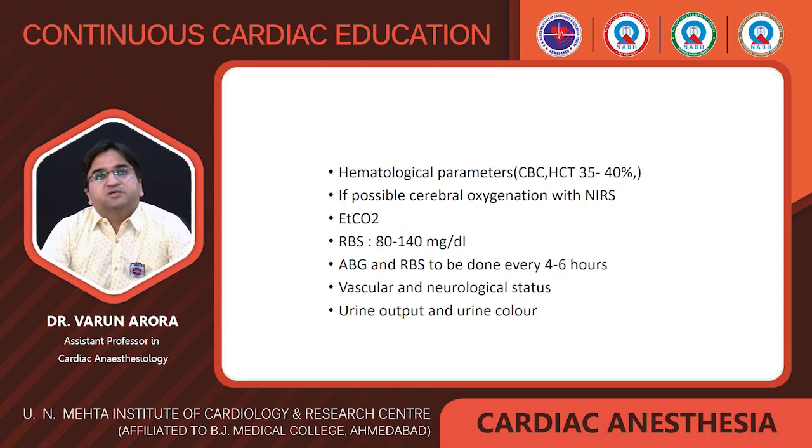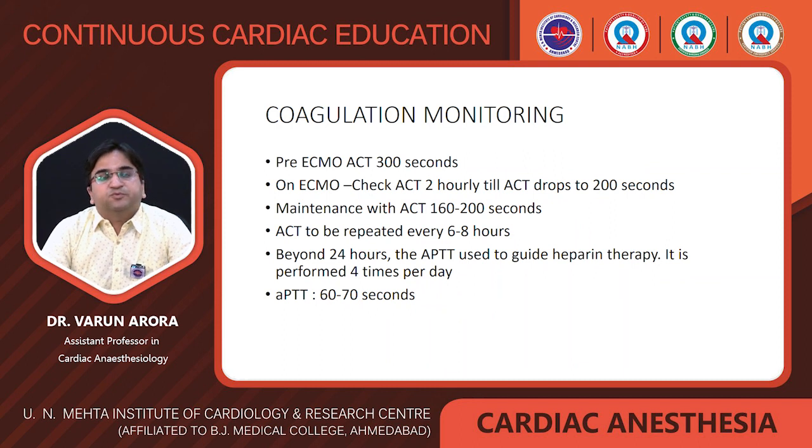And hematological parameters like complete blood count, hematocrit in the range of 35 to 40%. If possible, use of NIRS, then monitoring of end-tidal CO2, maintain sugar level in the range of 80 to 140 mg per deciliter, and ABG and RBS to be done every 4 to 6 hours, then vascular and neurological status, and urine output and urine color.